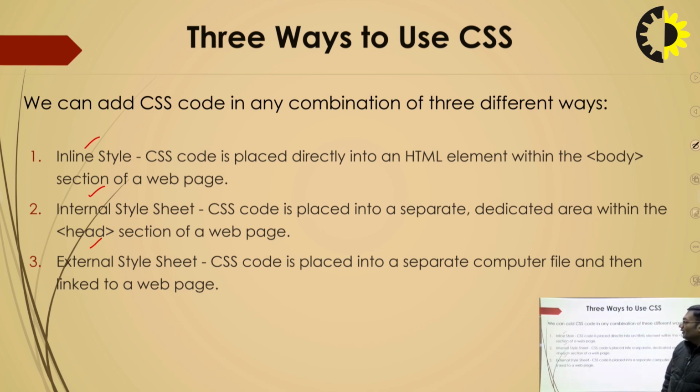Inline CSS: when CSS code is placed directly inside the HTML within the body tag, then this is called inline style. Internal style sheet: when CSS code is placed into a separate dedicated area within the head section, then this type of CSS is called internal CSS. And external CSS is when we place CSS code in a separate file, and then that file is linked with that HTML code where we want to apply the rules. Then this type of CSS is called external CSS.